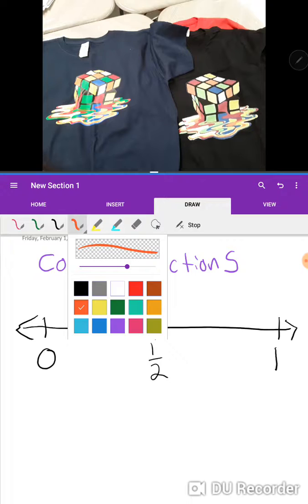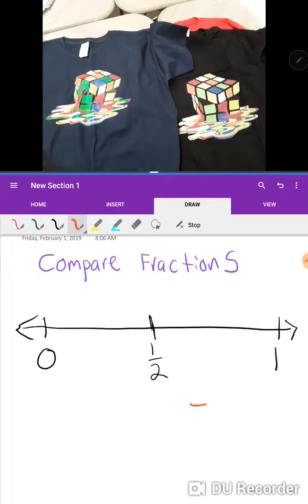There you go. All right, so let's say I have 7/8. Would 7/8 be greater than 1/2? So would it go on this side? Or would it be less than 1/2 and go on this side? Let's think about that.